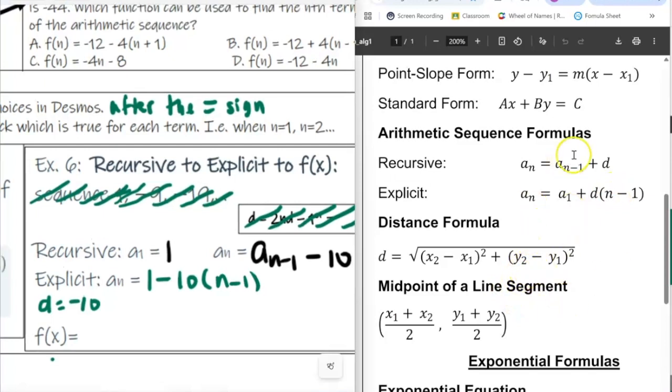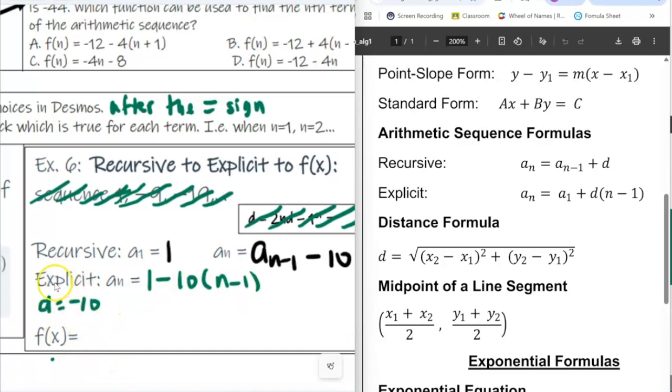So once again, to go from recursive to explicit, it's very simple. You just need to be told what the first term is so you can put it in the equation. And then you need to be able to look at this recursive written format and know that the -10 right here is the common difference. Once you know that, you can write it into explicit. If you're asked to go from explicit into function notation, there's only one more step.